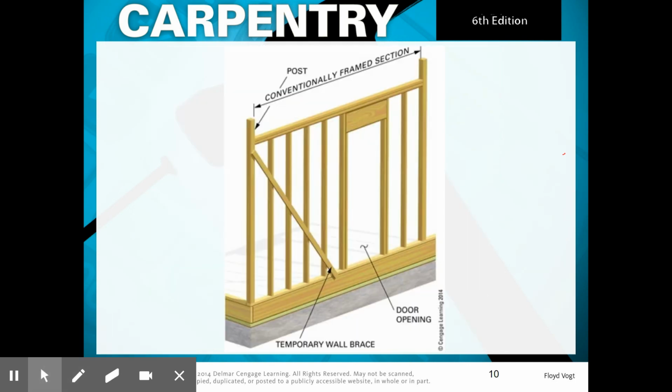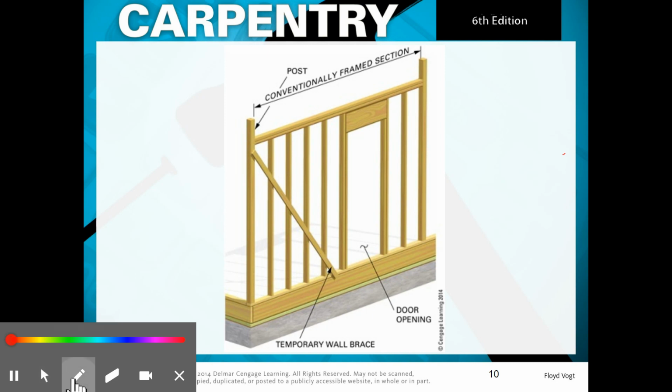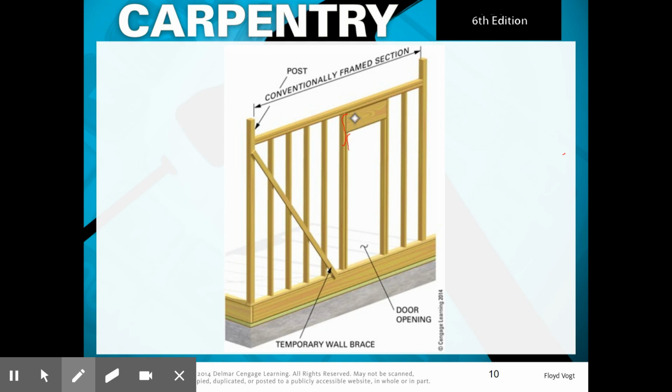So here's a conventionally framed wall in between two posts. So you can see here we have our king, jack, header, double top plate, or diagonal brace. Sometimes these stay in place, sometimes they don't. Post, post. So this allows us to put a nice door opening in where we need it between two posts.